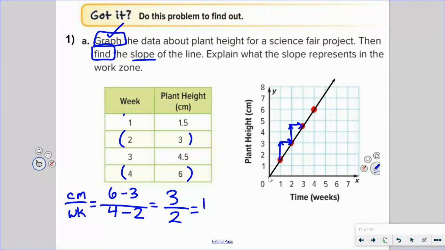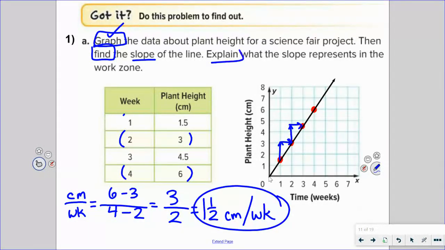Now you can write it like that, you can write it like this. I would prefer to write 1.5 centimeters per week. And if I wanted to, I would quickly turn that into a sentence and say what it means. So the plant height is increasing 1.5 centimeters every week.